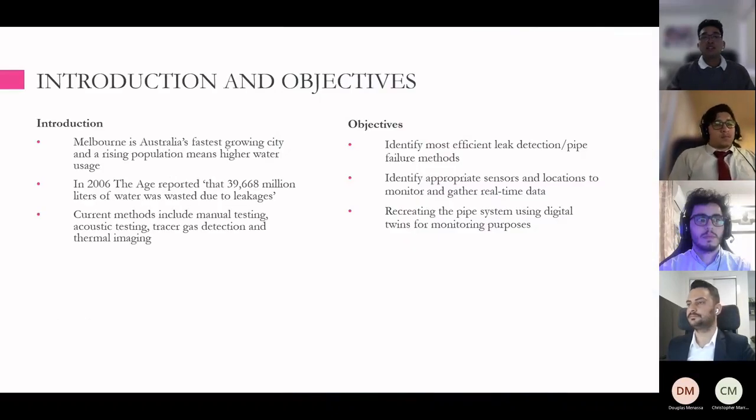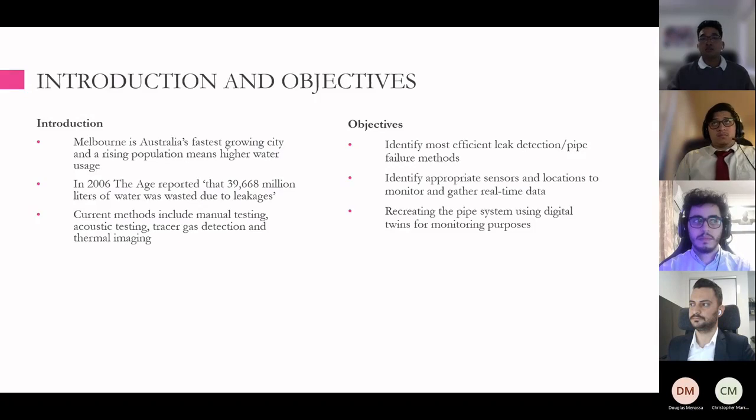So Melbourne is Australia's fastest growing city, and a rising population means higher water usage. In 2006, the Age newspaper reported that 39,668 million litres of water was wasted due to leakages. To locate these leakages, current methods include manual testing, tracer gas detection, and thermal imaging.